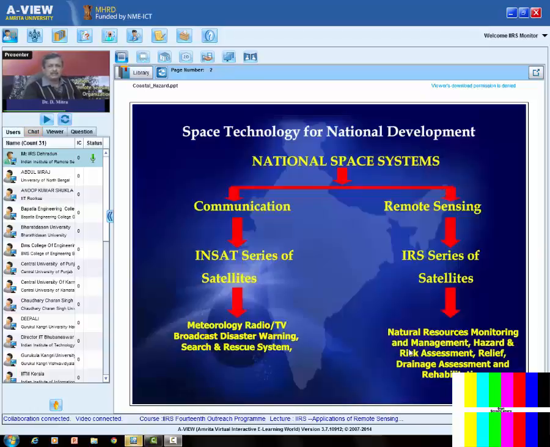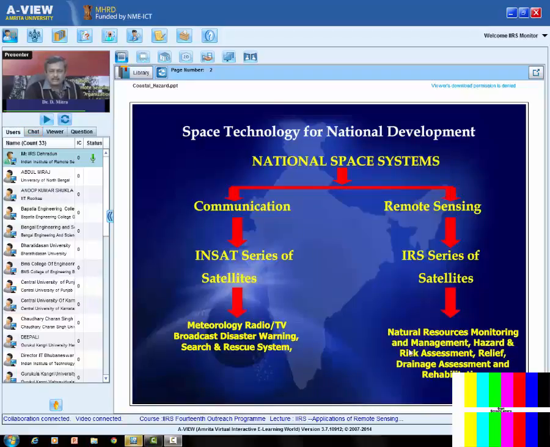If you see our space program, we can divide it into two ways. One is communication and one is remote sensing. Communication is basically the use of the INSAT series of satellite data. They are used for radio, TV, DTH broadcasting, disaster warning, search and rescue systems. This is one side. Basically, we call them geostationary satellites.